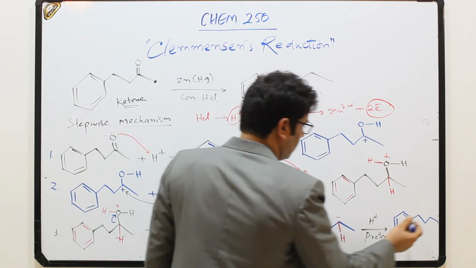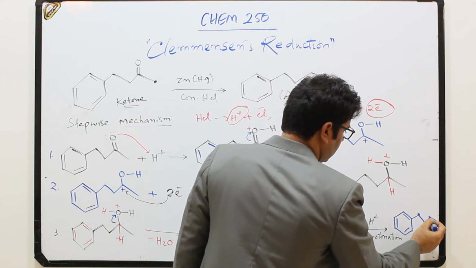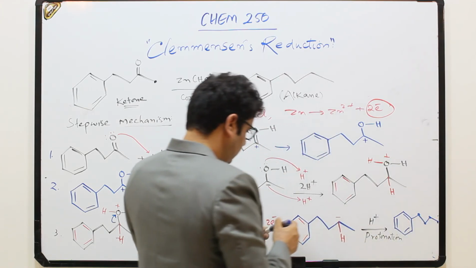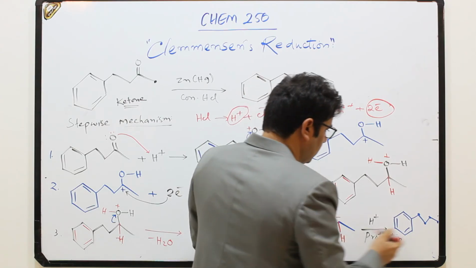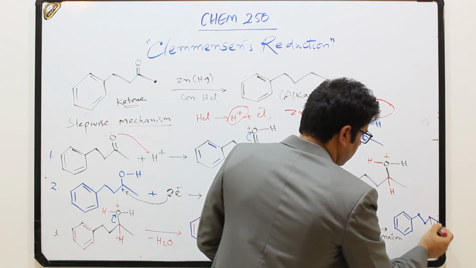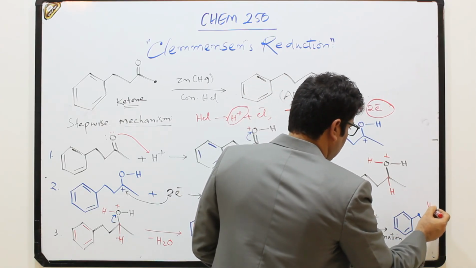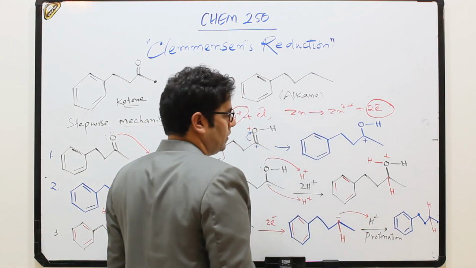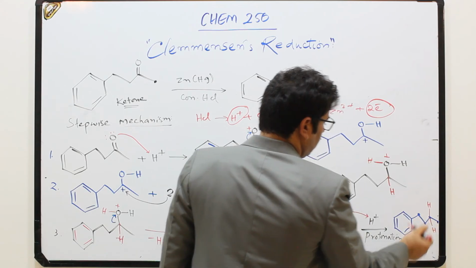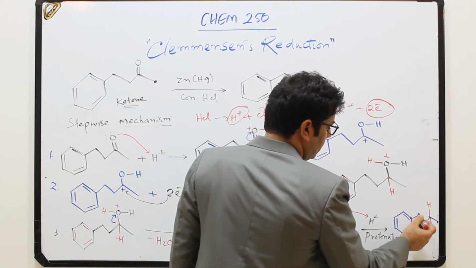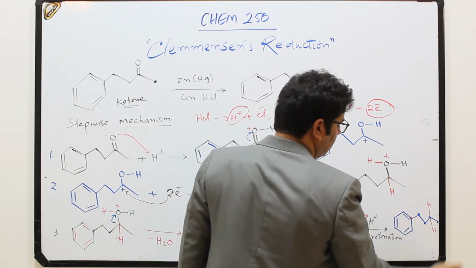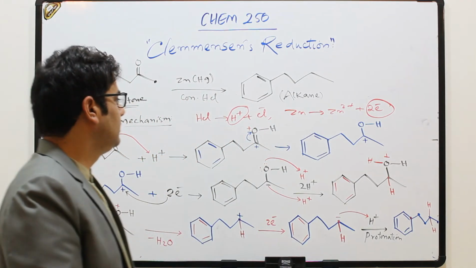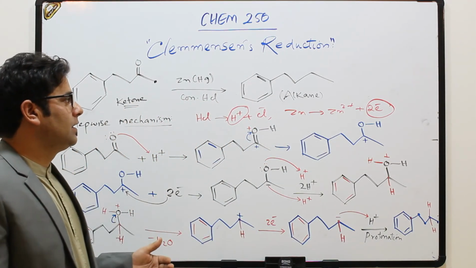So 1, 2, 3, 4 carbons. And 1 hydrogen will be down, 1 hydrogen will be up. How? This carbon will attack this hydrogen. So this is 1, 2, 3, 4. If you see, it is at one position, 1-butyl benzene. This is the Clemmensen reduction mechanism.